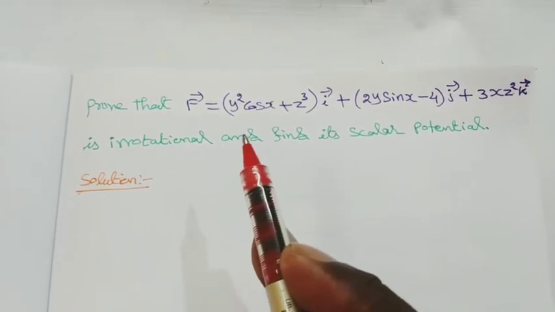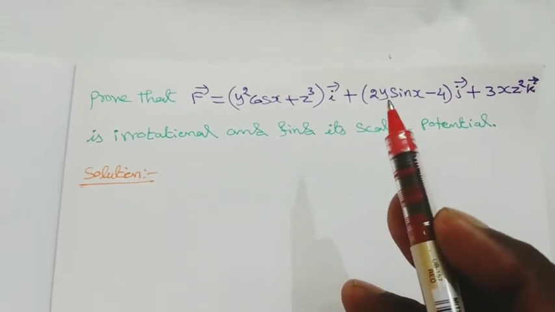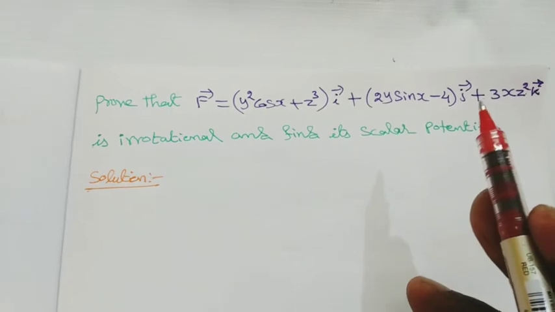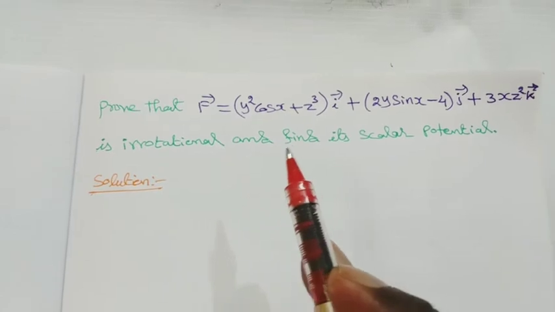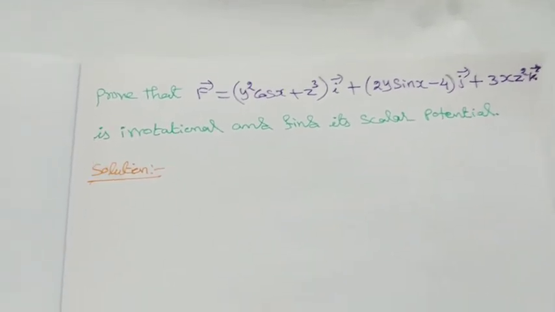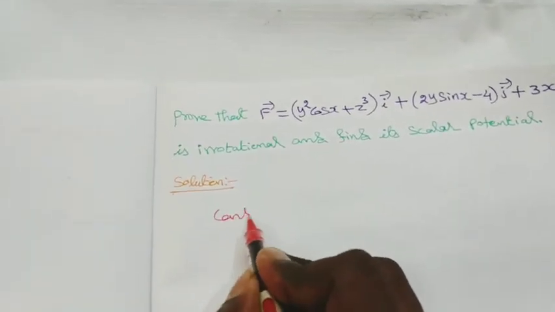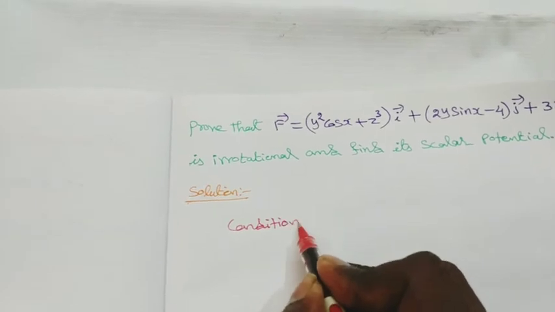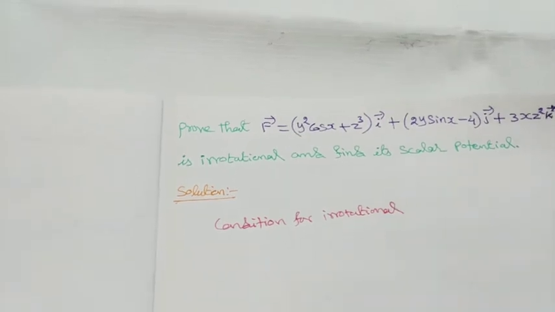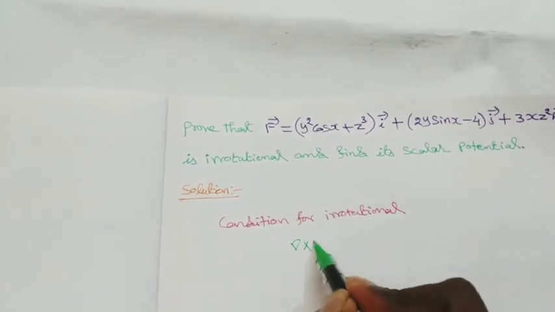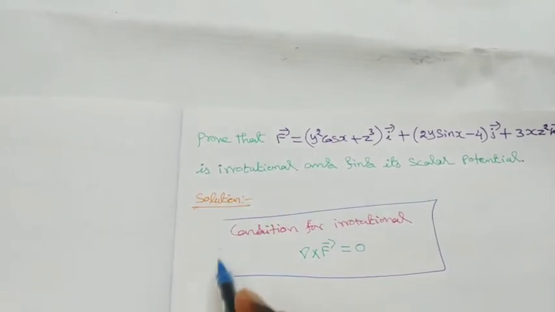Prove that f vector is equal to (y² cos x + z³) i plus (2y sin x − 4) j plus 3x z² k vector is irrotational and find its scalar potential. Okay, so now the given vector I want to prove irrotational. So the condition for irrotational is del cross f vector is equal to 0. So this is the condition for irrotational.